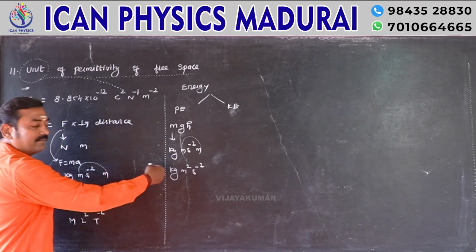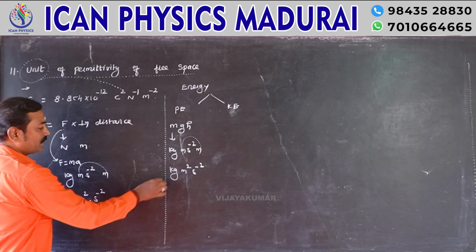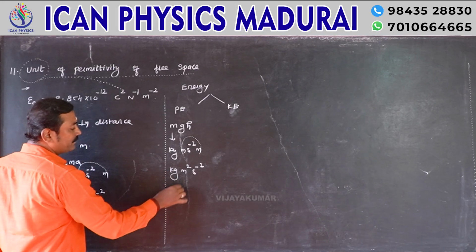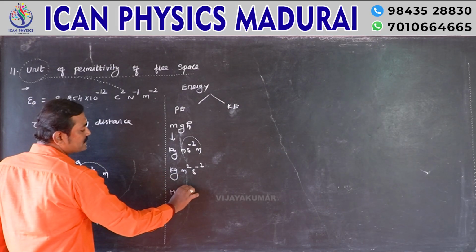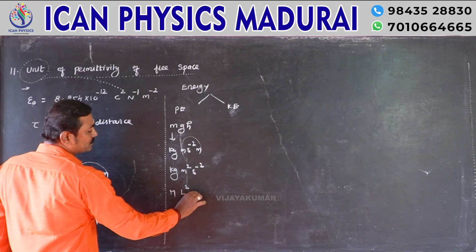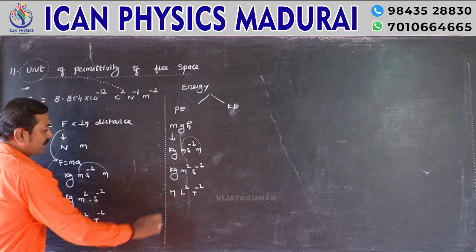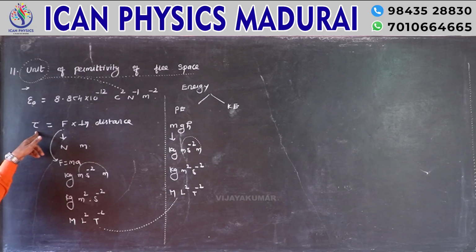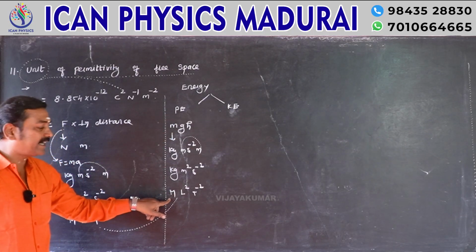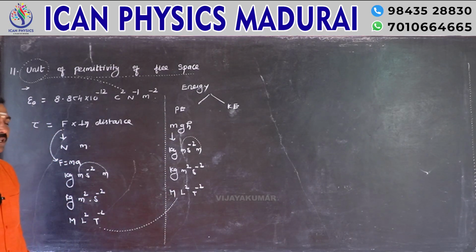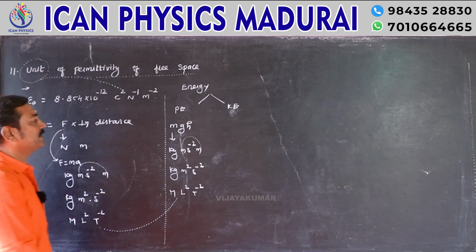Okay. Now convert it into dimensional formula. Kilogram, capital M. Meter square, L square. Second power minus 2, so T power minus 2. Just look at this. So torque and potential energy have the same dimensional formula. Okay. Now we can go to the next one.